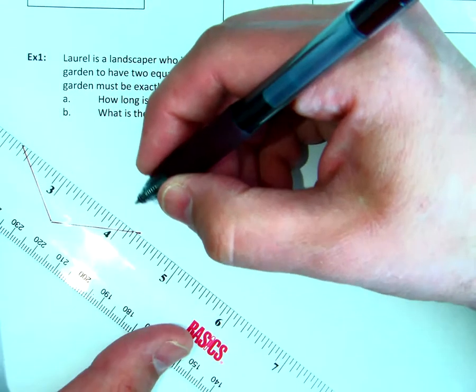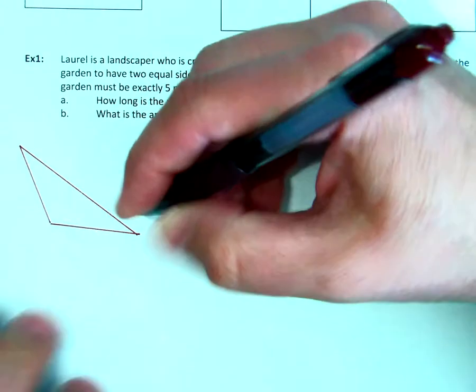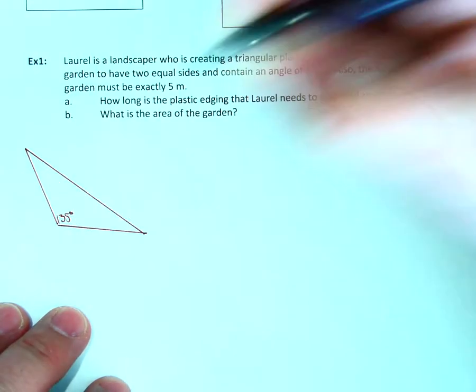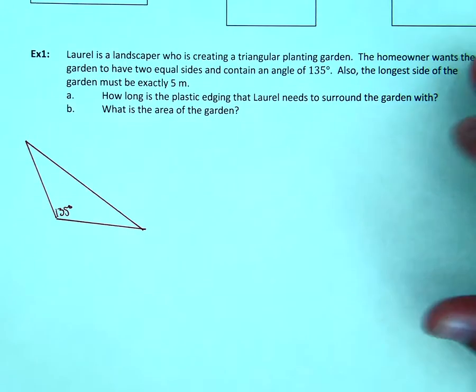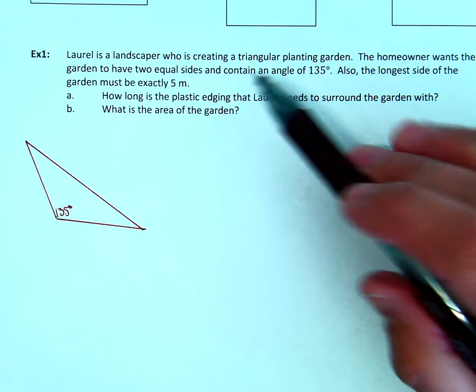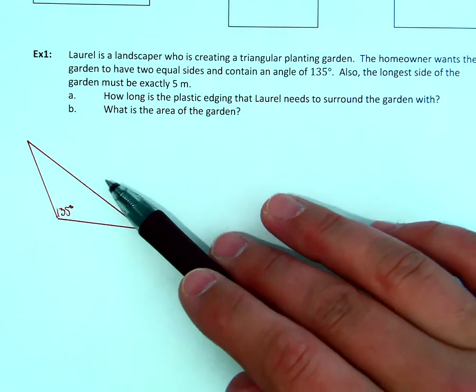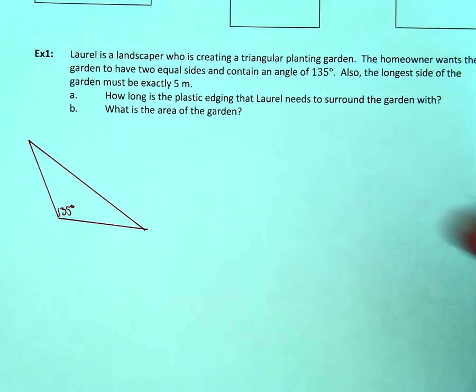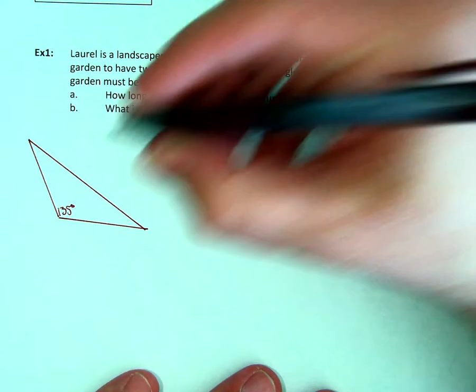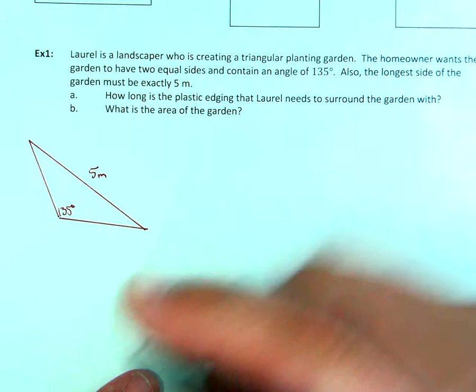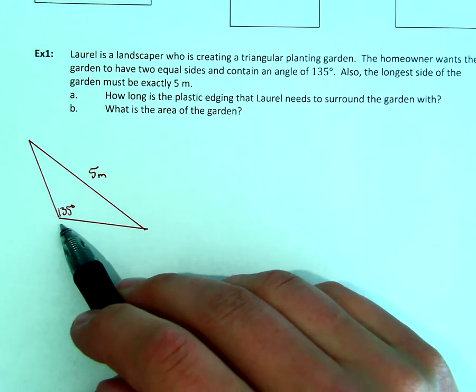It's an angle of 135 degrees. I also know that the longest side has to be exactly 5 meters. So the longest side would be here. Obviously, it's longer just by looking at it. Also, it's across from the biggest angle. The obtuse angle will be the biggest.